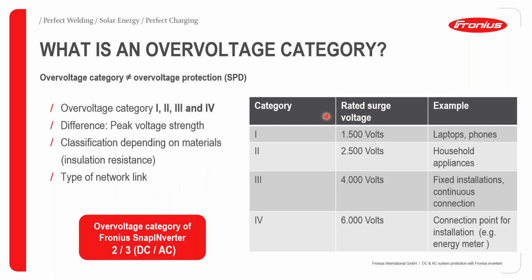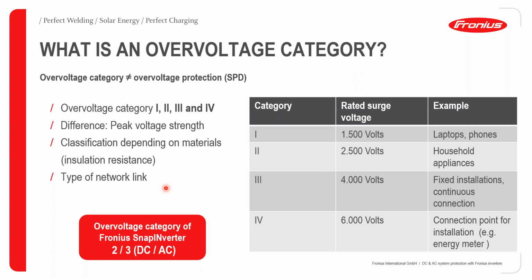As you can see to the right here, for category 1, we are talking about a rating or a class of surge voltage maximum 1,500 volts. And this is something that can be applied for laptops and phones. Class 2 is dealing with up to 2,500 volts, and this is for household appliances. Class 3, maximum 4,000 volts for fixed installations with a continuous connection. And Class 4 offering the highest protection with 6,000 volts, a connection point for installations, e.g. the energy meters, like Fronius smart meters or grid meters.